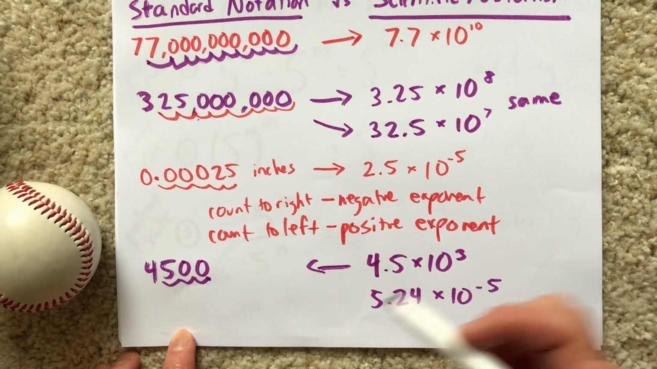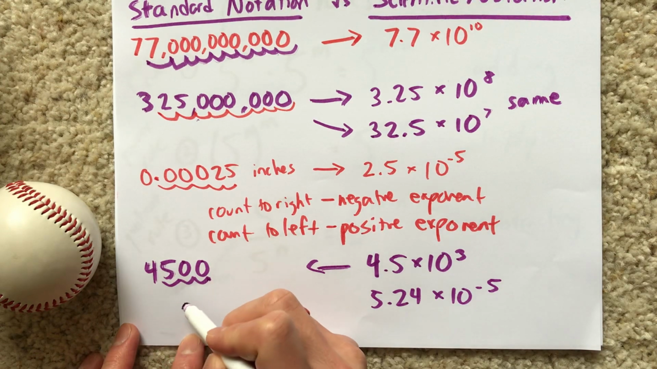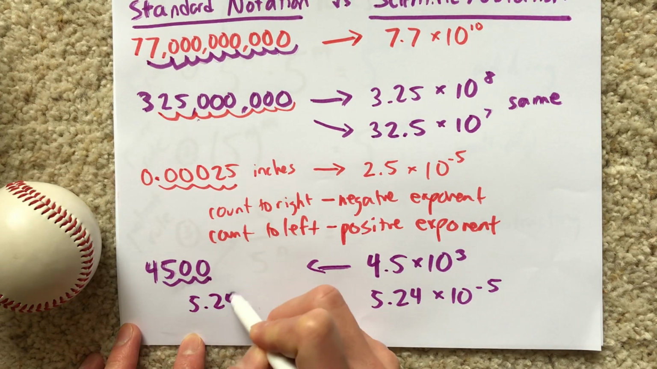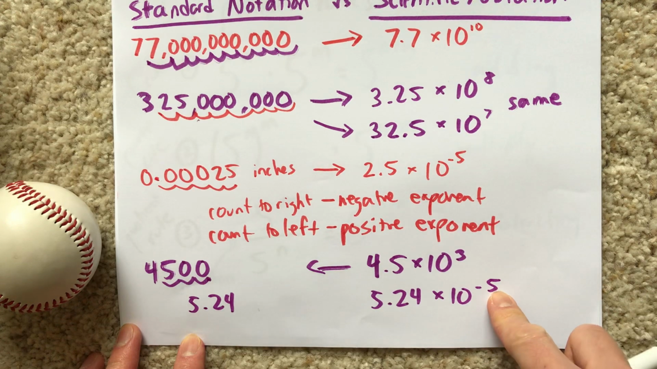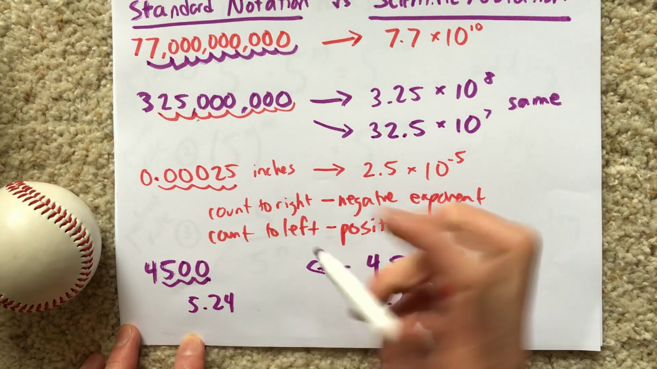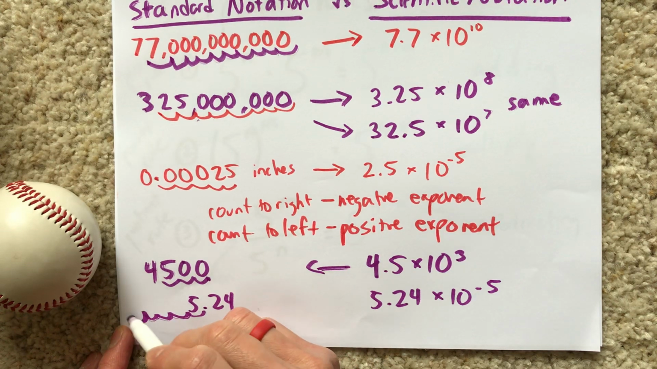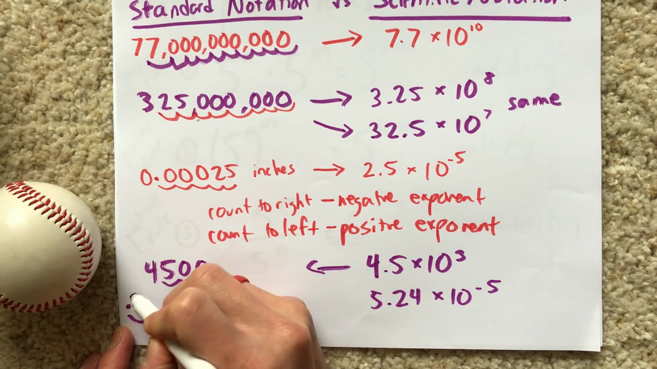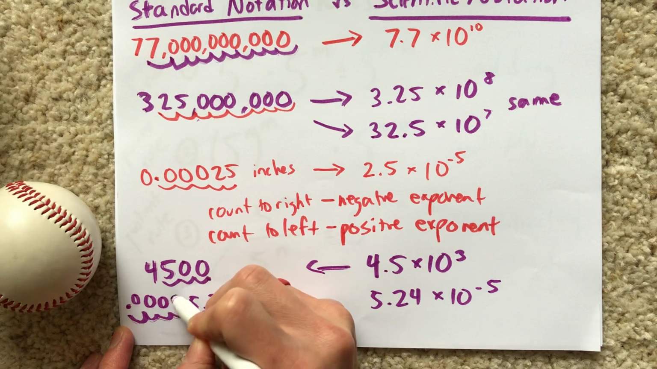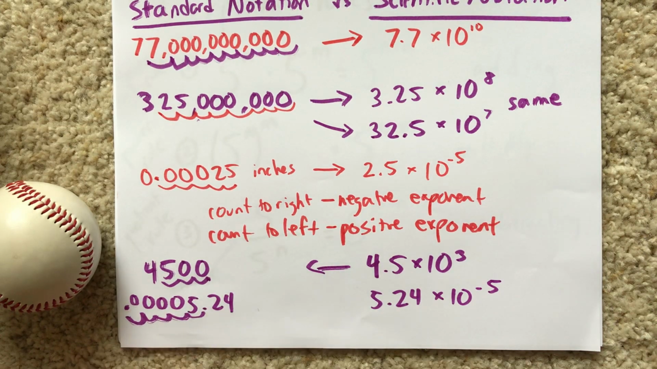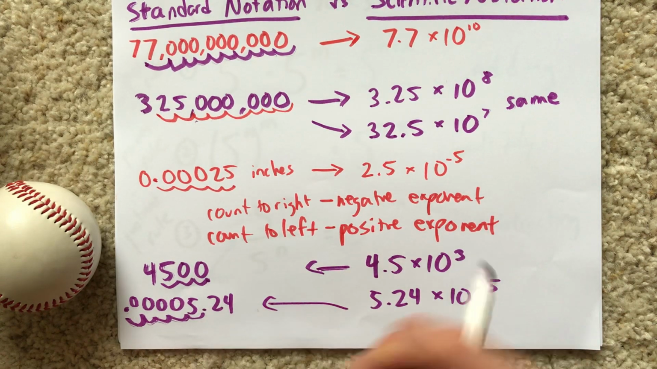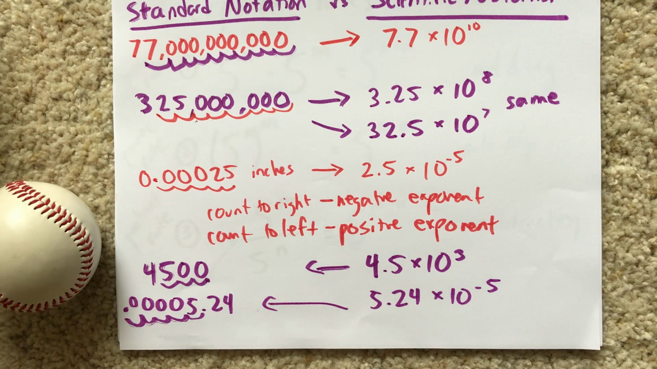Now this one right here, let's try this one. So 5.24, and now it's negative, so I'm going to add points that way. So 1, 2, 3, 4, 5. So the decimal is going to be right here, and I have a 0, 0, 0, 0. And that's going to be your answer for that one. Okay? So that's scientific notation.